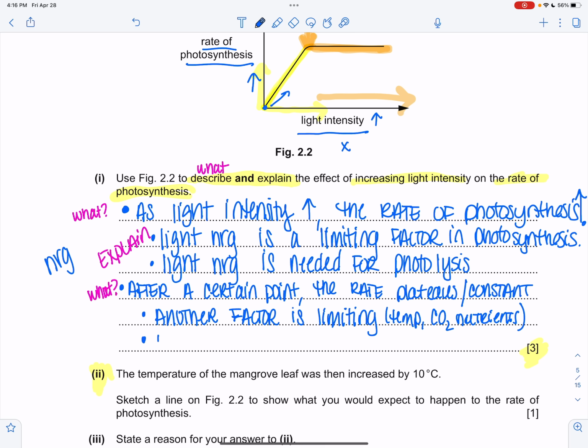Or, like I said, the chlorophyll or pigments, chlorophyll is a pigment, it's inside the photosystems, is saturated. So it's already full. It can't absorb more light energy.